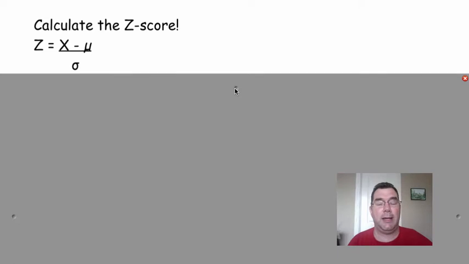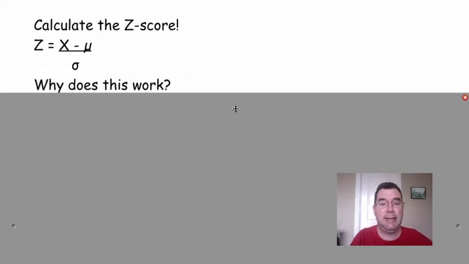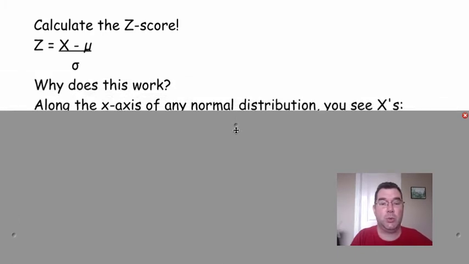Whatever your value is that you're looking up, we'll call that x, and we'll call the mean mu, and we'll call the standard deviation sigma, just like we did when we were talking about normal distributions. So simply calculate this: take your x, subtract mu, and divide by sigma, and you will get a z-score somewhere between -3 and 3. Now let me explain why this works.